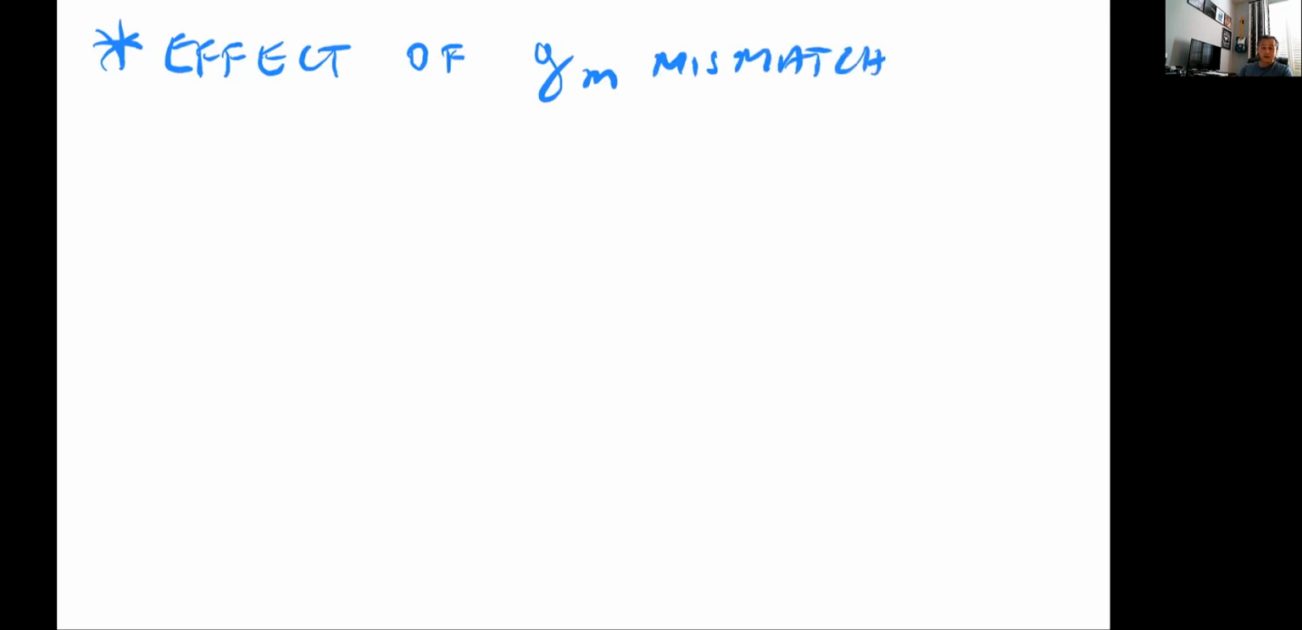So let's look at the effect of the transconductances of the pair of transistors that are not matched. So this is the effect of GM, because again, we were assuming that transistors are matched on GM, but the reality is that they're not. And what is the effect specifically of this mismatch on that very important common mode rejection ratio?